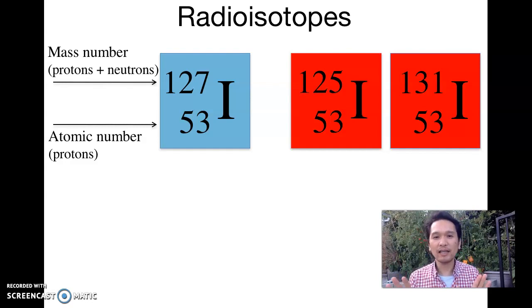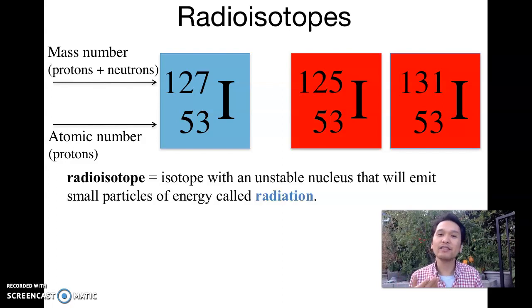Now, why did I highlight all of these isotopes in different colors? Well, it turns out the ones I've highlighted are what is known as radioisotopes. That means these are isotopes that are radioactive, okay? Or the definition of a radioisotope is that it is an isotope that has an unstable nucleus. What does unstable nucleus mean? That means it will just randomly break apart, and when it breaks apart, it will emit small particles.